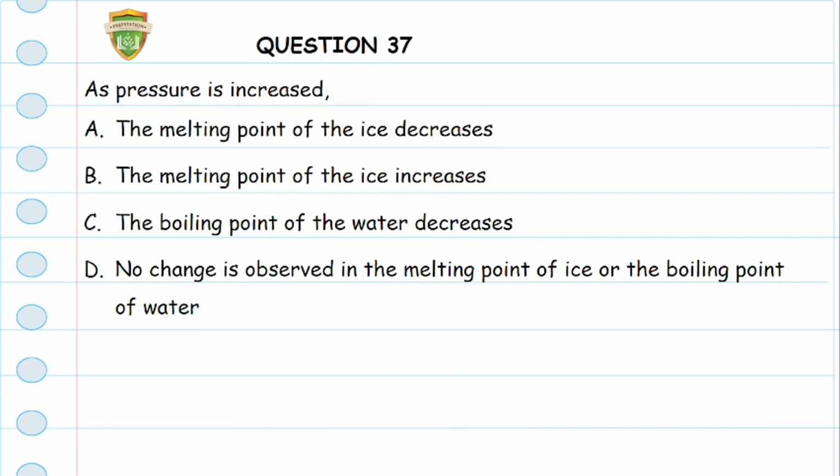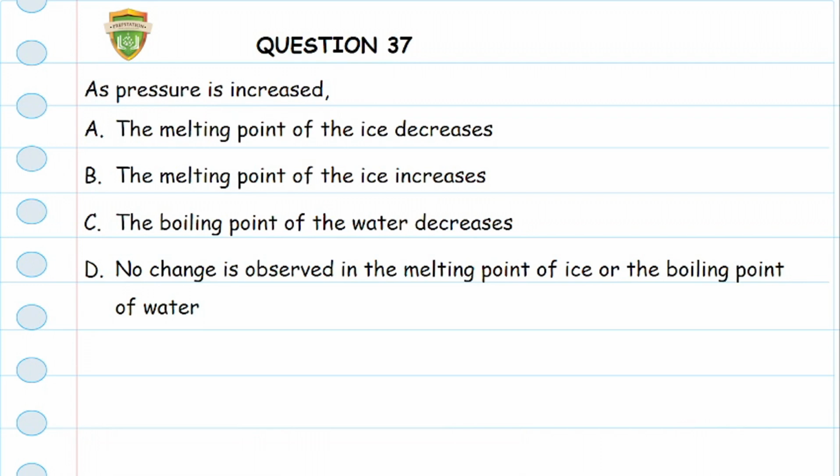Now look at option C. It says the boiling point of water decreases. But we know that as pressure is increased, the boiling point of water actually increases. So that's out. Now that leaves us with option A and B, which are both talking about melting points. But option A says decreases and option B says increases. Now, the answer is actually option A, which says the melting point of ice decreases.